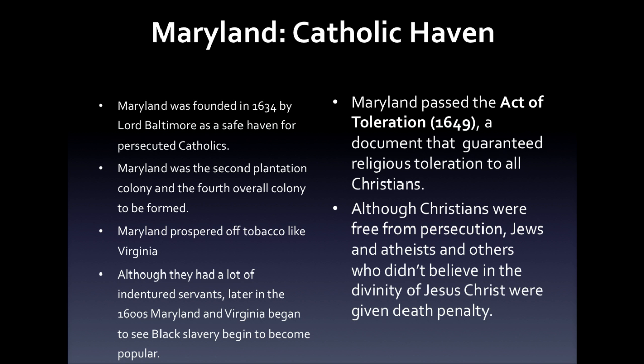Maryland was basically a tobacco colony like Virginia, and a lot of Maryland's land was given out by Lord Baltimore to other Catholics, because the poor people who settled there were Protestant, while the Catholics gained all the wealth because of why it was founded.